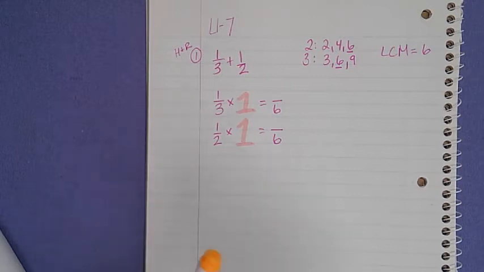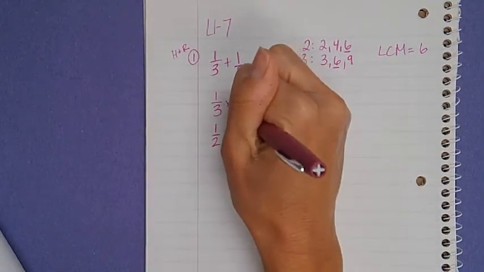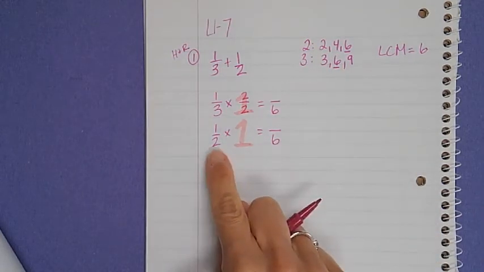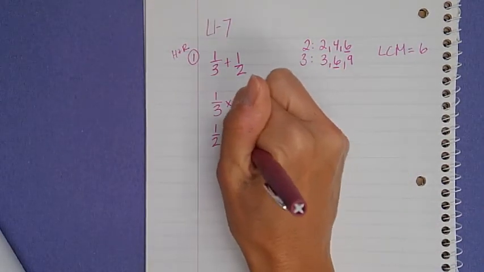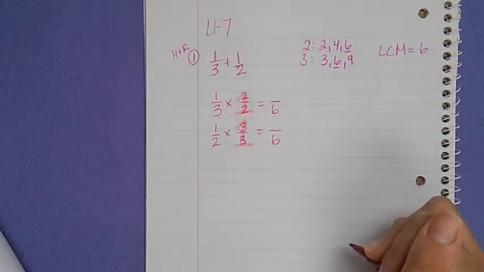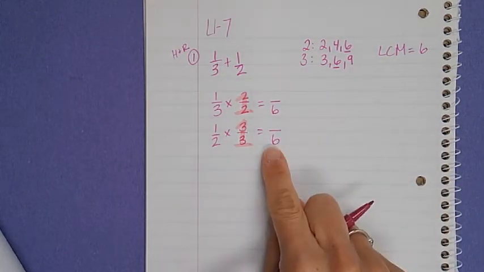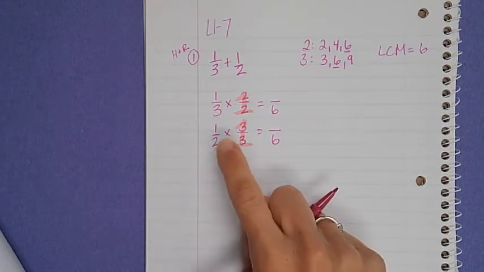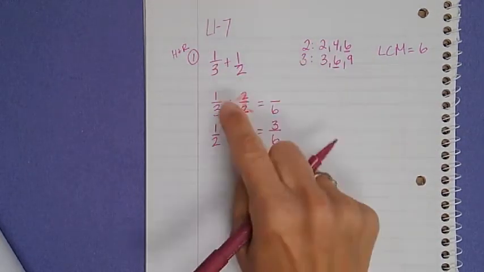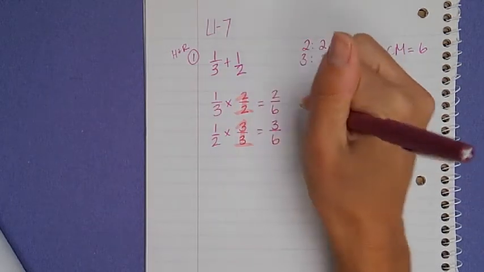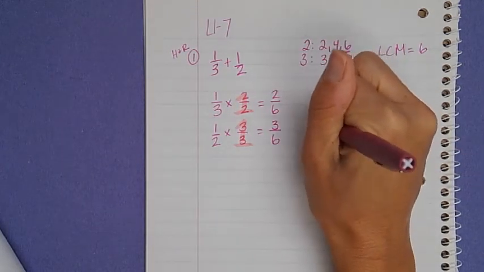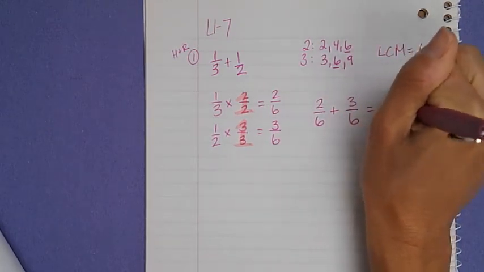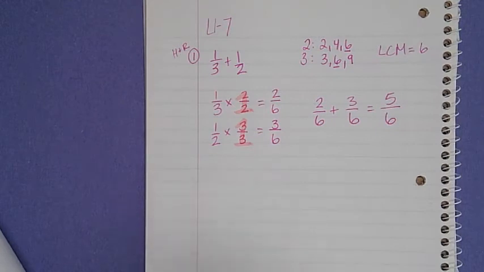So 1/3, 3 times 2 is 6. I do the same thing to the numerator as I do to the bottom. 2 times 3 is 6. I'm going to multiply by 3, numerator and denominator, because those need to not change the value. Anytime we multiply by 1, we don't change the value. 1 times 3 is 3, and 1 times 2 is 2. So now I'm going to rewrite my problem as 2/6 plus 3/6, and my answer becomes 5/6.